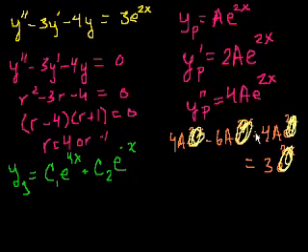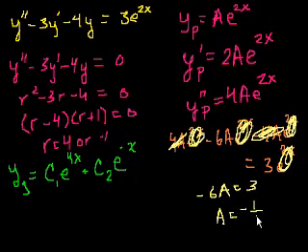And on the left-hand side, we have 4a and a minus 4a. Well, those cancel out. And then, lo and behold, we have minus 6a is equal to 3. Divide both sides by 6. You get a is equal to minus 1/2. So there, we have our particular solution. It is equal to minus 1/2 e to the 2x.